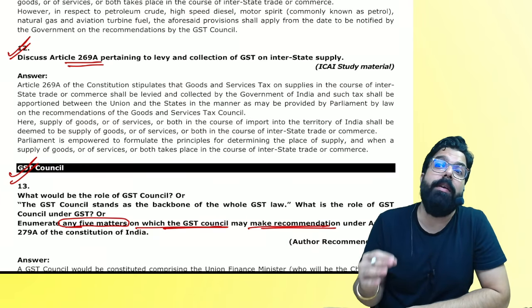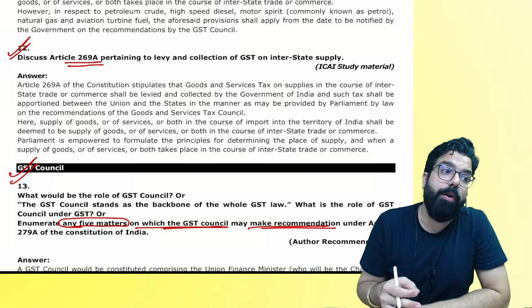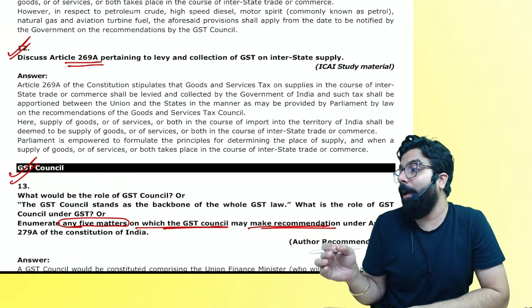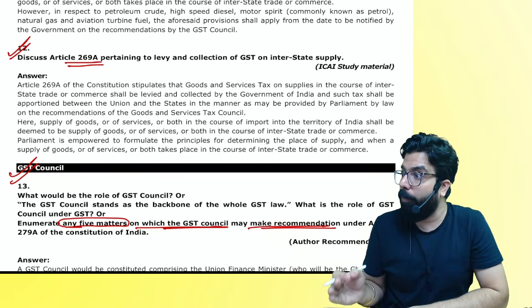What do we want, everyone? Practicing ke liye one notebook. No writing on the last page of the notebooks and no pencils. You need one pen, one calculator and one notebook. Done, everyone.